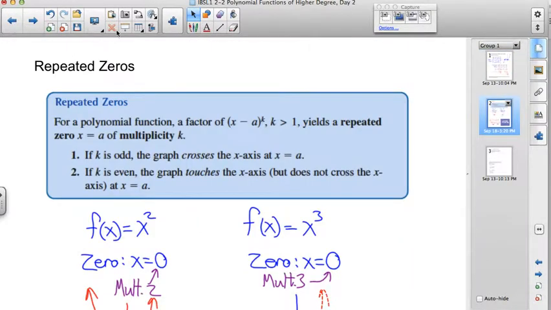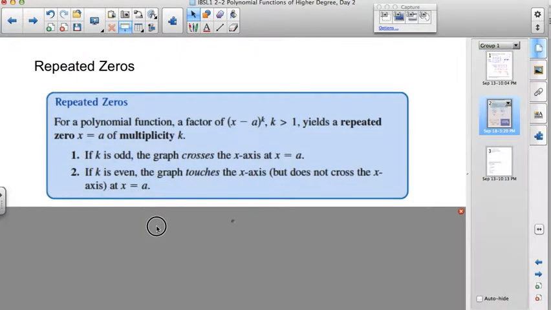Now, another thing I want to look at is repeated zeros. Okay, and this is what our book calls a multiplicity. All right, if we have a polynomial function and we have this factor x minus a to the k power, and in the previous examples we just had a set of parentheses and that was it, so it was to the first power. But here we're looking at ones that have a higher power, like an x minus 3 quantity squared or cubed. But that yields a repeated zero of x equals a of multiplicity k.